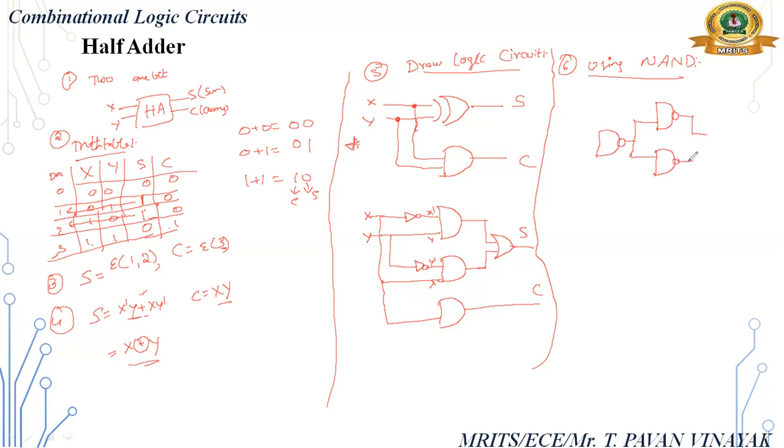I'm drawing directly. X, Y. So this is the sum operation, X XOR Y. So S is equal to X XOR Y.